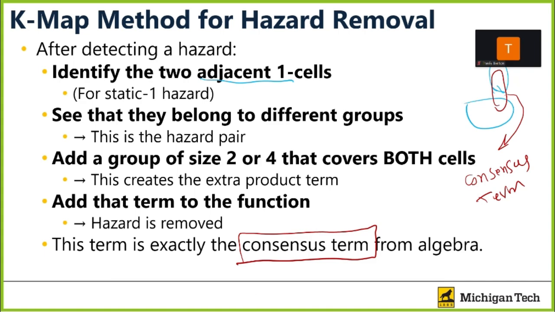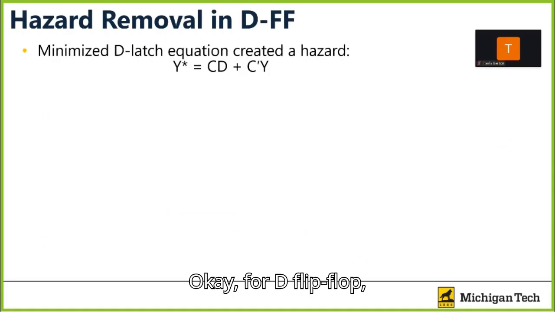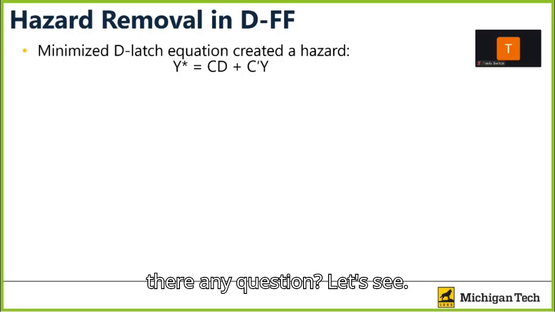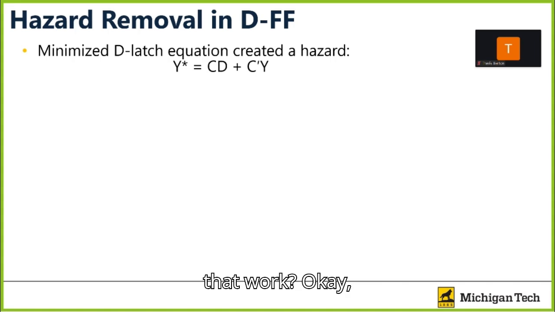So let's do that for the D flip-flop. Okay, for the D flip-flop, we had something like that. Are there any questions? Let's see. Are you effectively adding redundancy to your system in order to remove hazard? Why does that work? Okay, why that works is because that's acting like a bridge.